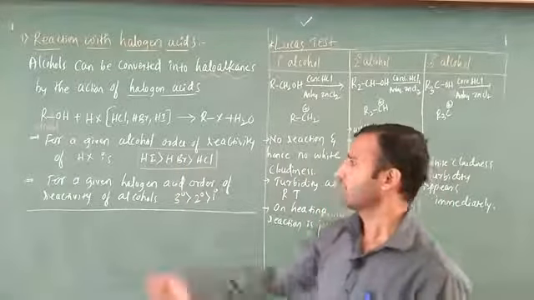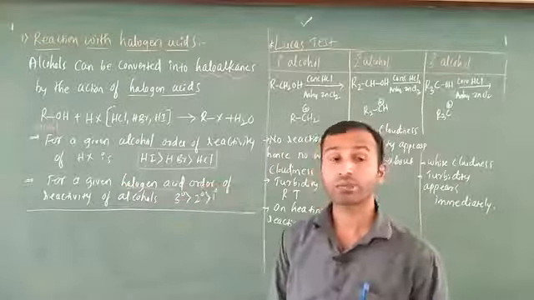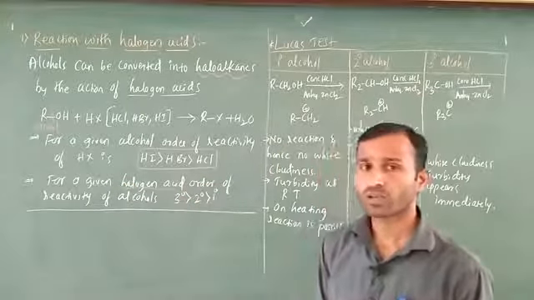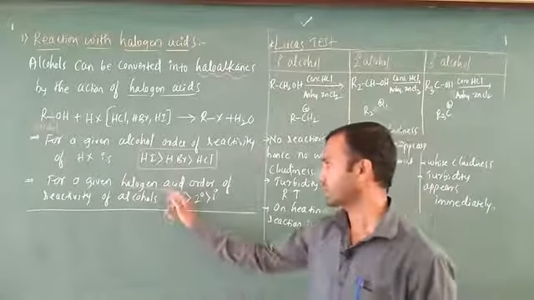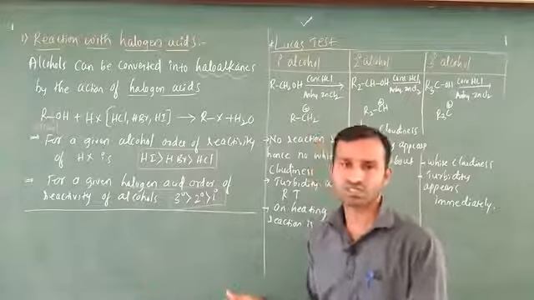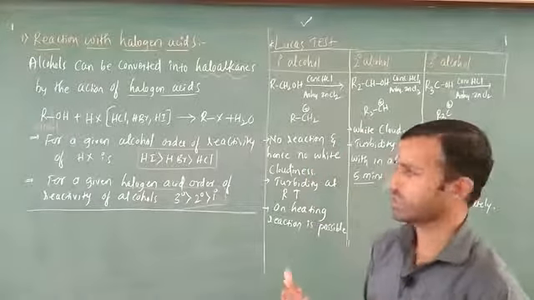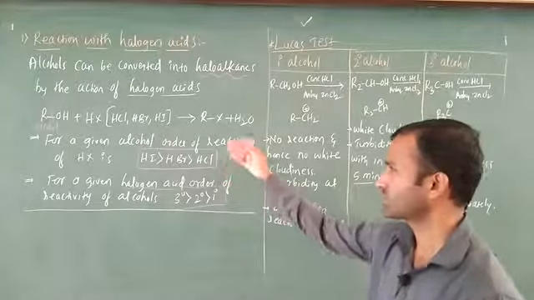Next, for a given halogen acid, what is the order of reactivity of alcohols? Which alcohol is more reactive? Obviously tertiary is more reactive than secondary, after that primary, and after that CH3OH. Last class only I told that. Important, this is due to the hyperconjugation effect. This is the basic idea.